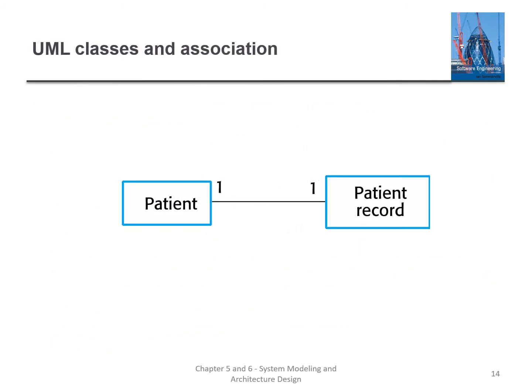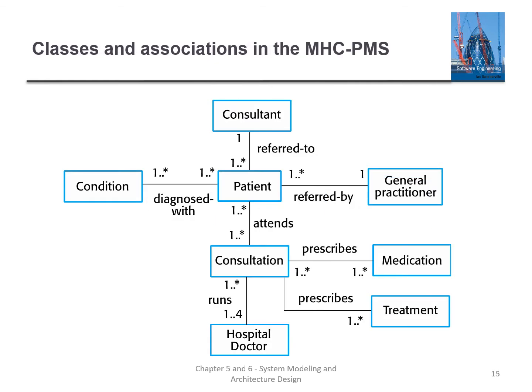Okay, so in a UML class diagram, you are able to show the association. What are the classes involved and how are they associated with one another? This is an example from the case study for the patient management system.